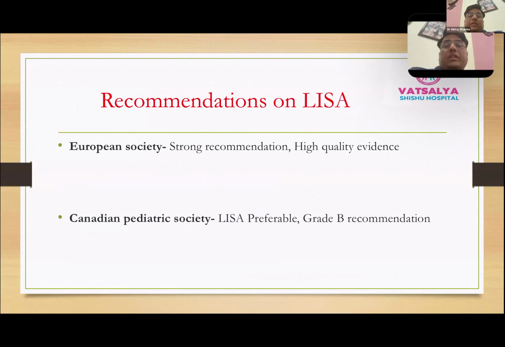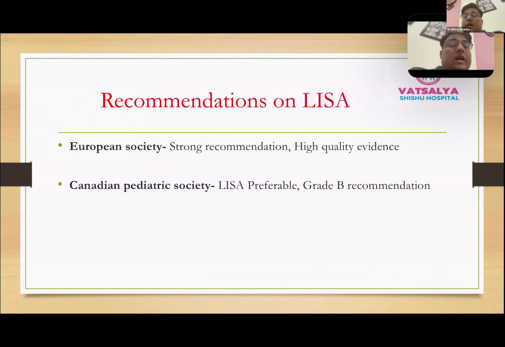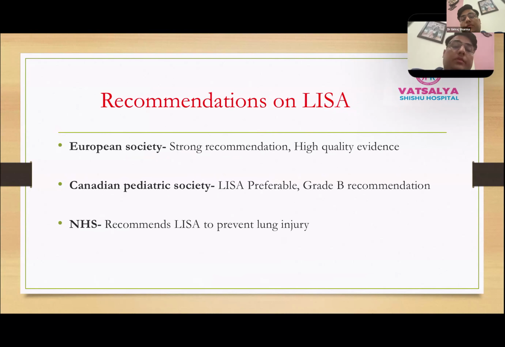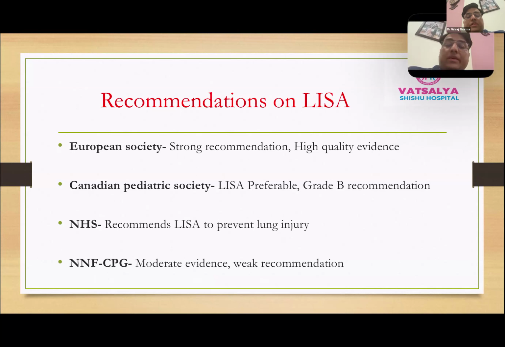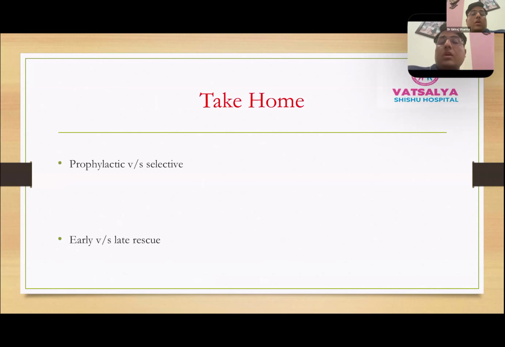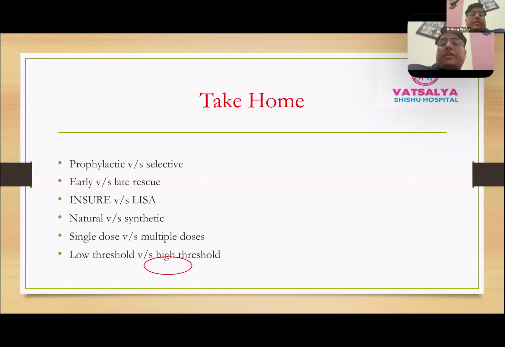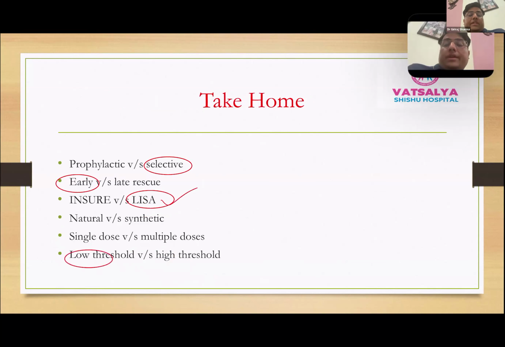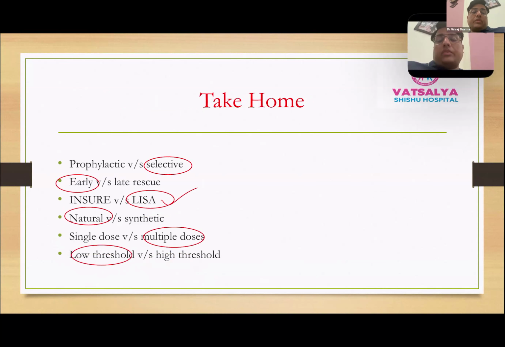So recommendations: the European Society gives a strong recommendation with high quality evidence on the LISA method. The Canadian Society also recommends the LISA method. NHS also recommends LISA methods. NNF CPG guidelines, with moderate evidence, also recommend LISA methods. So prophylactic or selective, we should go for selective. We should go for early rescue with INSURE or LISA, definitely the LISA method. Natural surfactant, currently only natural is recommended. Multiple doses we can give, and we should follow a low threshold for surfactant administration.